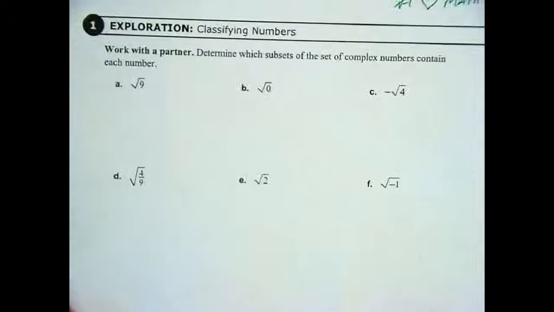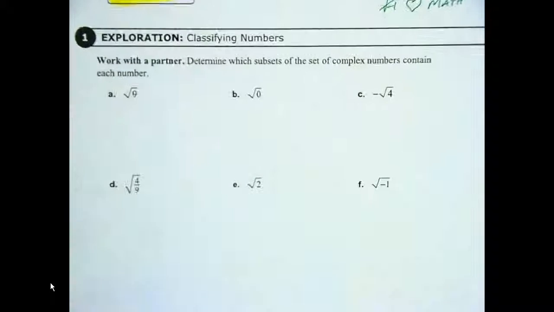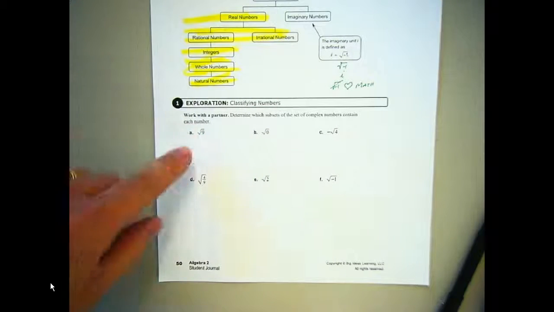What I want you to do right now with the groupie, complete exploration 1 to the best of your ability. I'll give you a couple minutes there. So multiple answers. You're going to put as many of these different subcategories as possible for root 9 and so on.